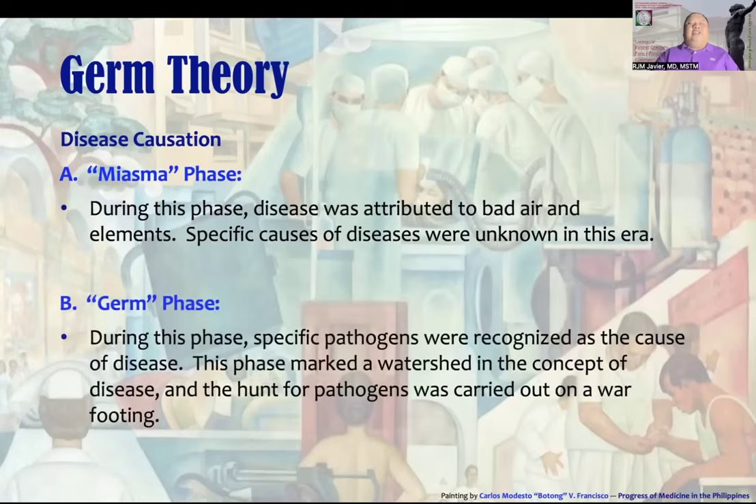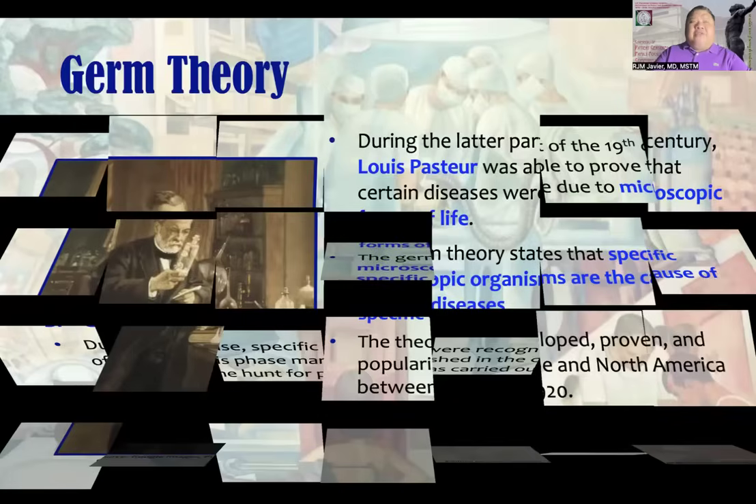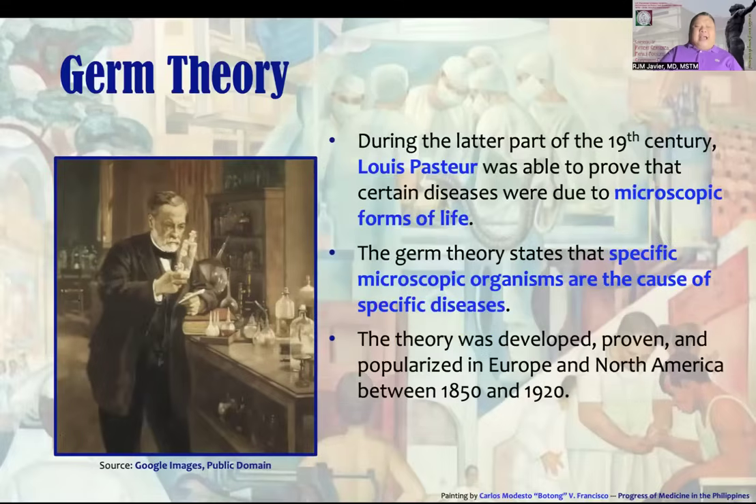But then we started to learn more of the microbiological causes of diseases. During the germ phase, specific pathogens were recognized as the cause of your communicable diseases. And this phase marked a watershed in the concept of disease, and the hunt for pathogens was carried out on a war footing. So, one of the first few experts or scientists or physicians who looked into this particular germ theory is Dr. Louis Pasteur.